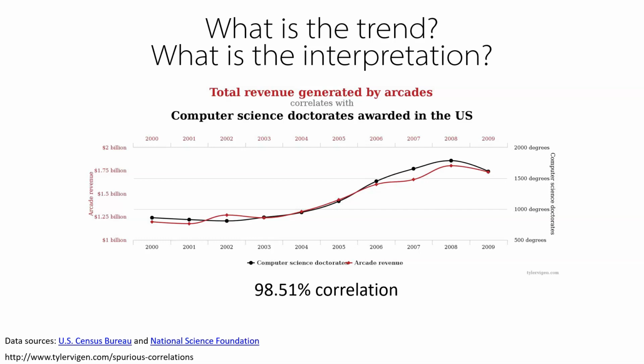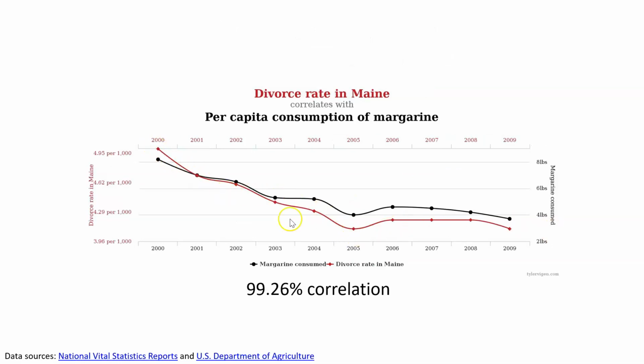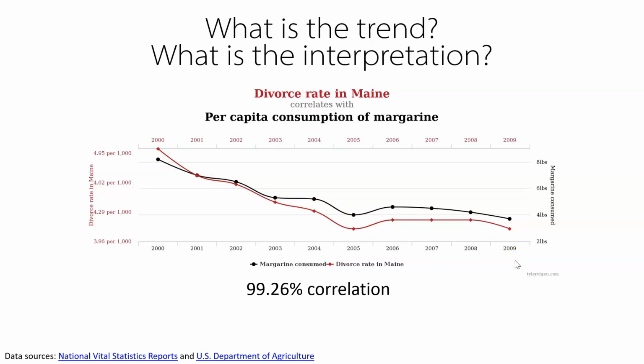Let's do another example. In red, we have the divorce rate in Maine, and in black, the per capita consumption of margarine. What's the trend? This data shows that the divorce rate and the per capita consumption of margarine decreased from the year 2000 to 2009. Or another way you could say it is that the divorce rate in Maine correlates to the per capita consumption of margarine. How might you interpret this data? One explanation might be that there's something in margarine that makes people unhappy. And so the more margarine you're consuming, the more likely it is that you will get divorced from your partner.